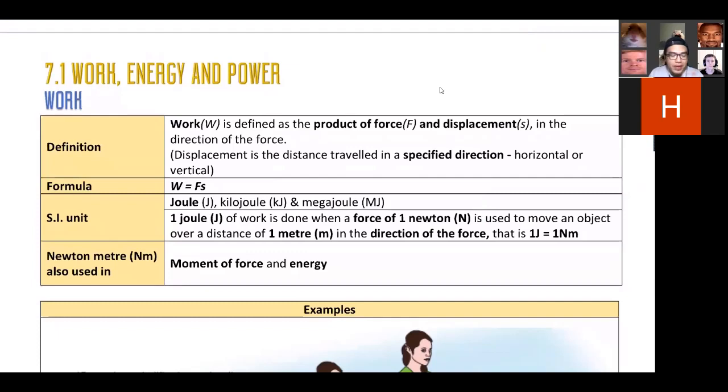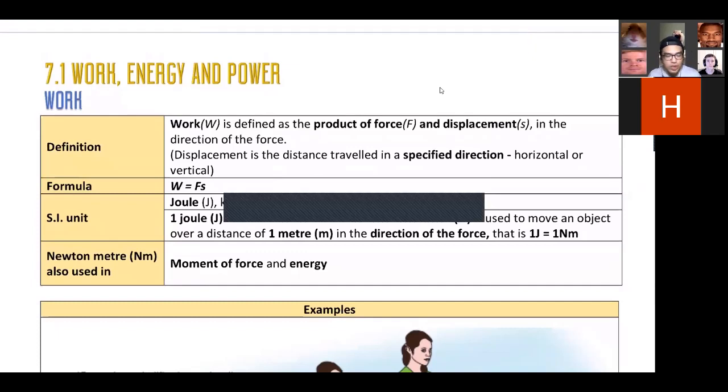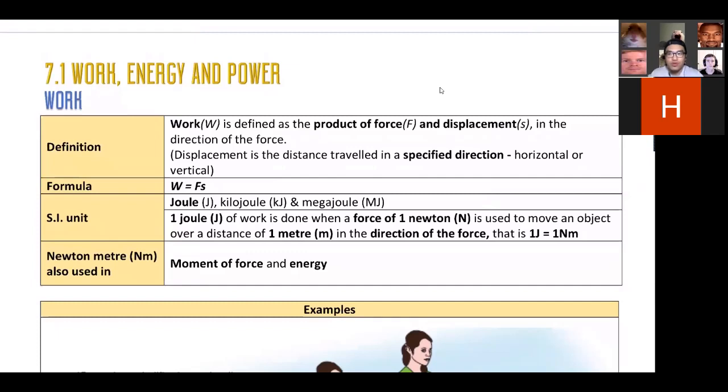Hope you're ready. And one more thing, today's lesson, I will include BM because some students request me to do it in BM. So I will do it in dual languages. So it will be slightly slower. But luckily for us, this is mainly calculation. So let's get into 7.1.